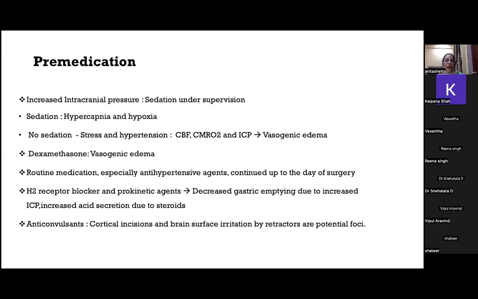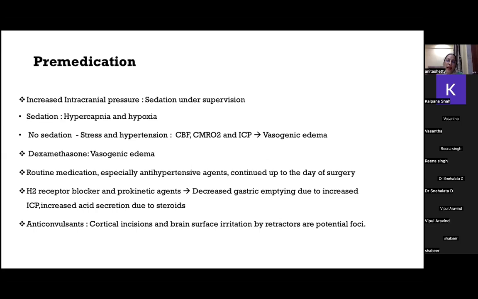Now, after seeing the effects of various anesthetic agents on cerebral physiology, let us come to what pre-medication one should use. One must remember that when the patient has increased intracranial pressure, sedation must be given under supervision because these patients can have respiratory depressant effects due to sedation, and this can lead to hypercapnia and hypoxia.